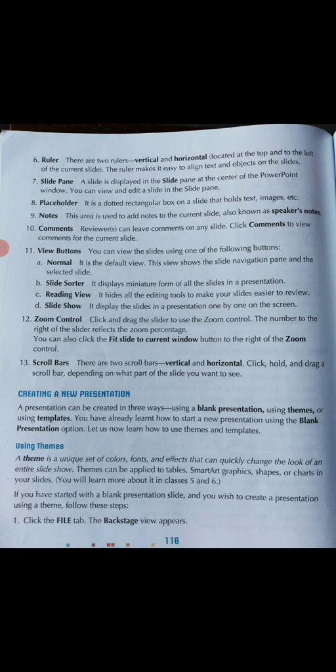Then you come to your view button. View button is your number 11. You can view the slides using one of the following buttons. So in view button, how many buttons you will get? Normal, slide sorter, reading view and your slideshow. In view button, you will get here 4 options. One is your normal, second one is slide sorter, third one is reading view, and the fourth one is slideshow.